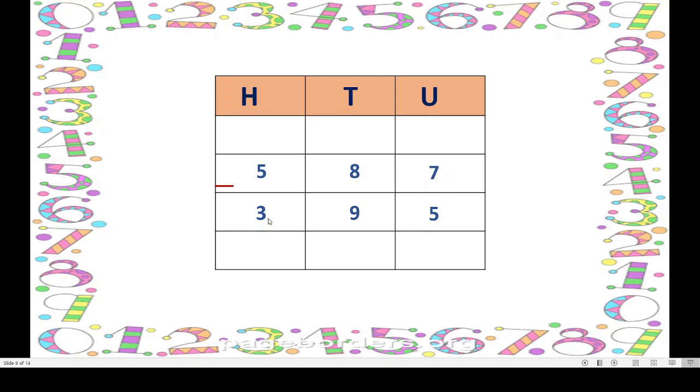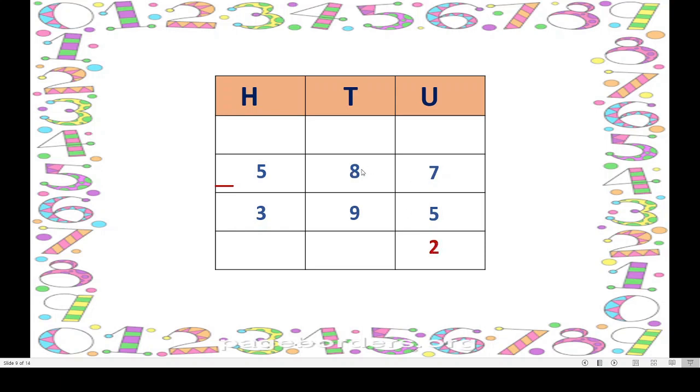587 minus 300. Why is it 300? Because it is in the hundreds place. This is 90, meaning 9 tens, and this is 5 units, isn't it? Now we will begin our subtraction. 7 is bigger than 5, so no problem to make the subtraction. So 7 minus 5 is equal to 2, right?